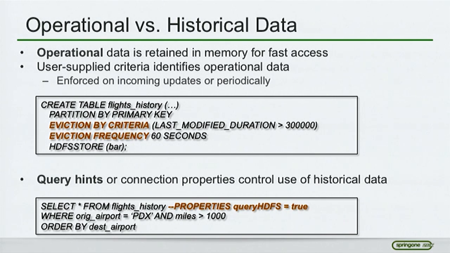So the other side of that is, we control what's in memory, but we also allow you to control where your queries go. We have some query hints that let you say, I only want to run this query against the data in memory because I know it's already there based upon my eviction criteria. And that's going to be super fast.